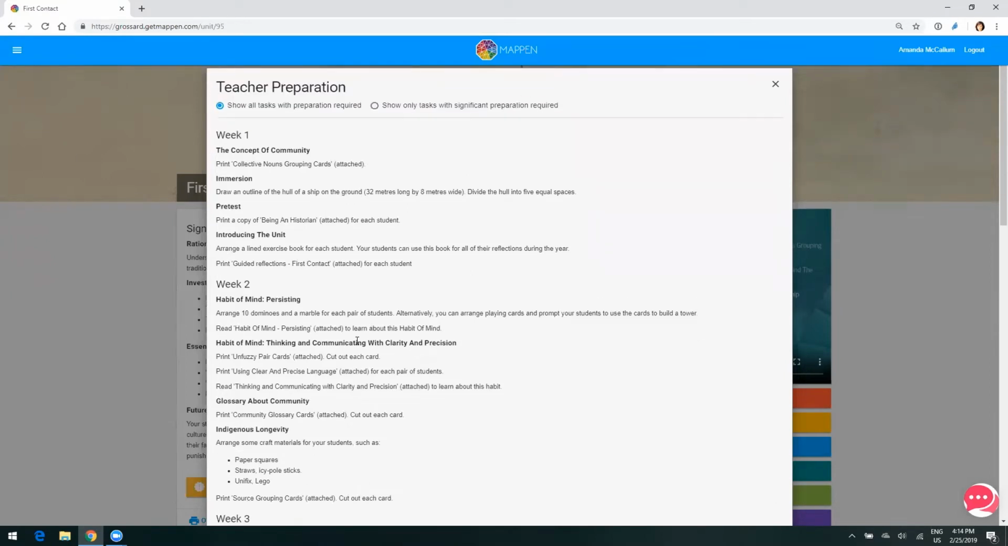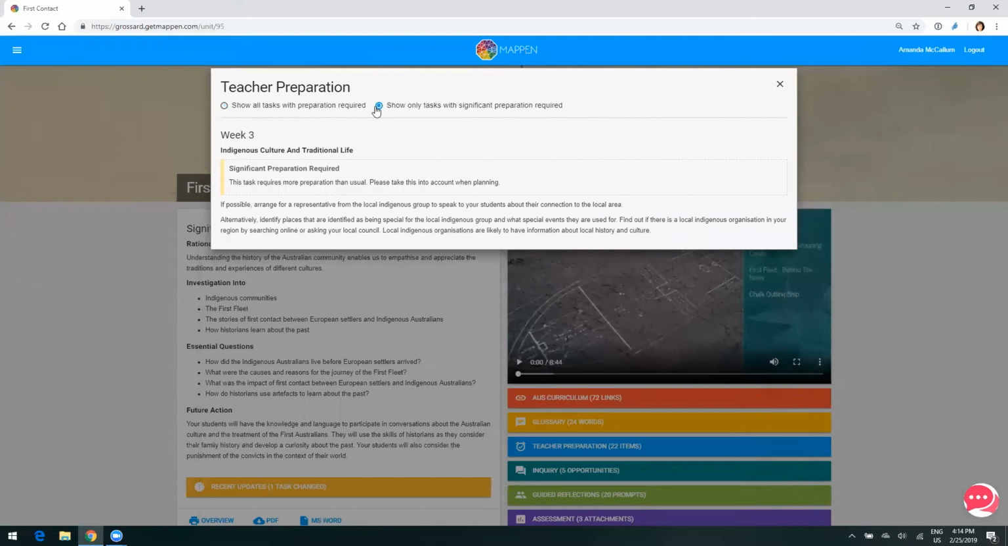But you know that when you are preparing for a unit, sometimes there are a couple of big ticket items. And this here, show only tasks with significant preparation required. If you tick on that, it will take you to anything that is going to require you doing some preparation earlier than, say, the night or the day before. So that means you can really make sure that you are prepared for the unit as is necessary. Okay, I'm going to close that.